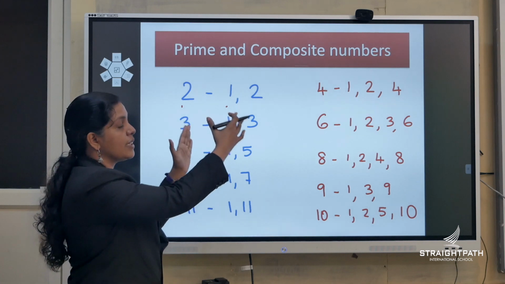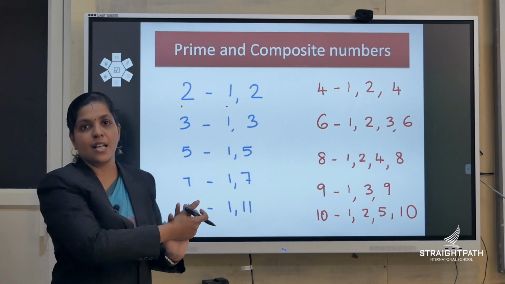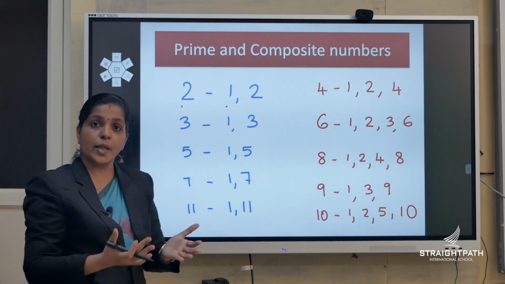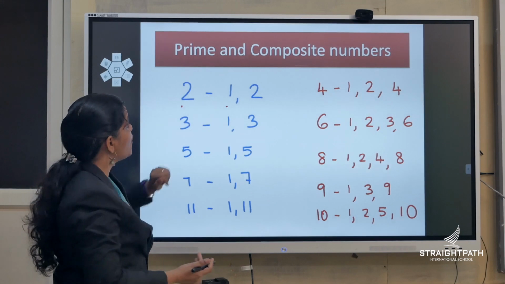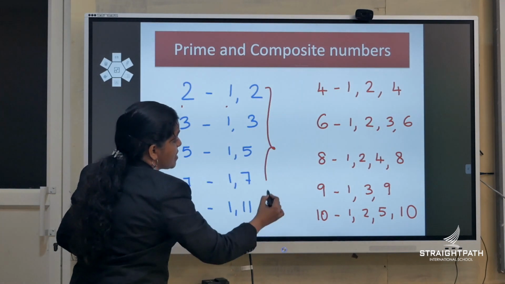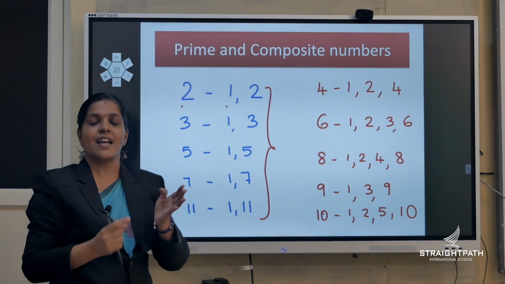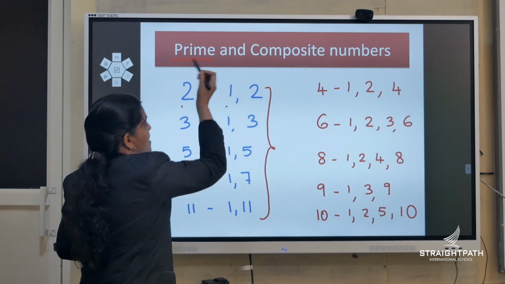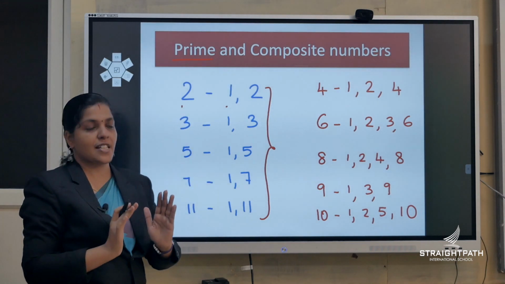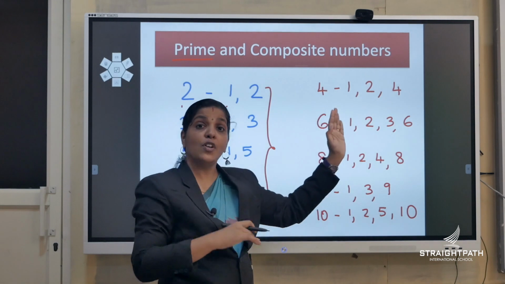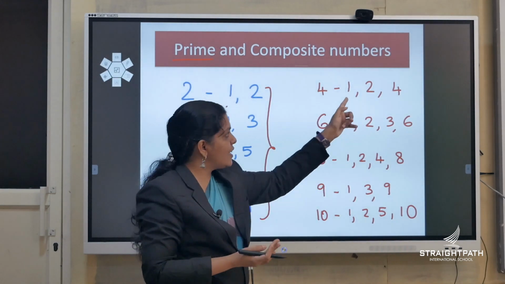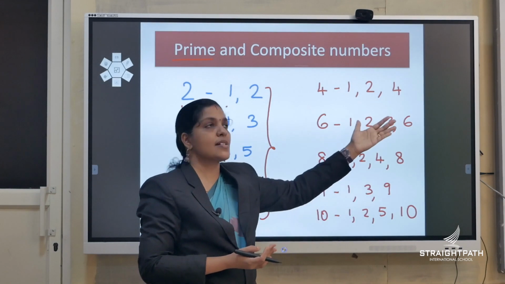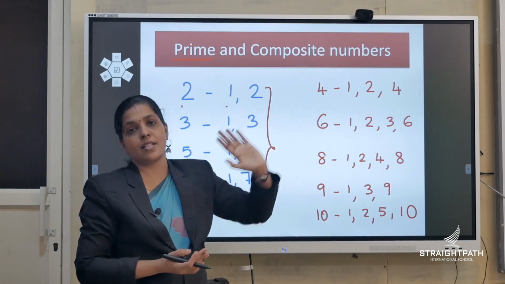So we are grouping the numbers into two categories. One is the set of prime numbers and the other is the set of composite numbers. So what are prime numbers? The numbers that have only two factors, that is 1 and the number itself, are called prime numbers. Whereas the numbers that have more than two factors, other than 1 and that number itself, you have some more factors here. So such numbers are in the group of composite numbers.